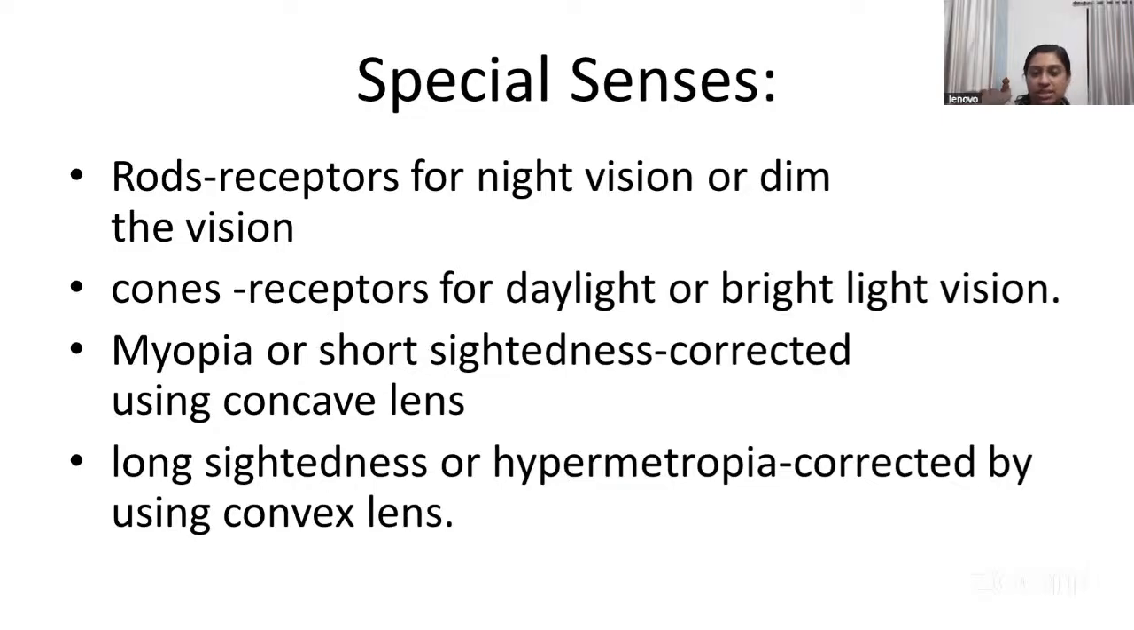Now the special senses. Rods and cones we have already discussed. Myopia, or short-sightedness, is corrected by a concave lens, and long-sightedness, or hypermetropia, is corrected by using a convex lens. This can also be asked.